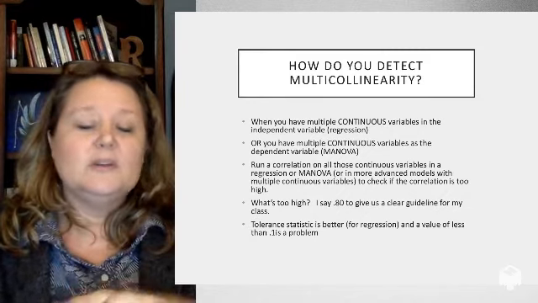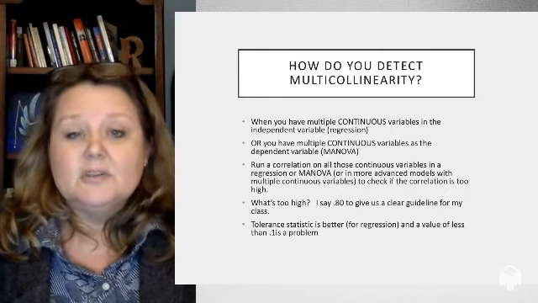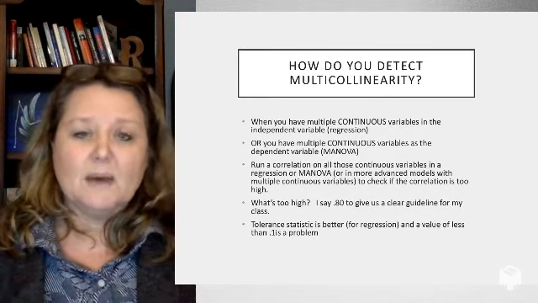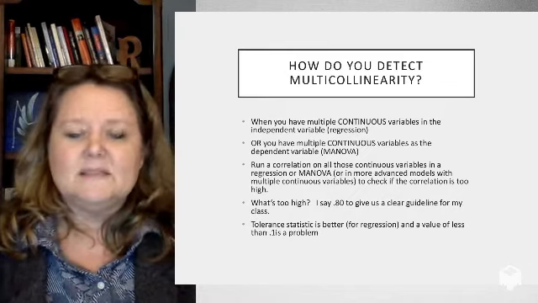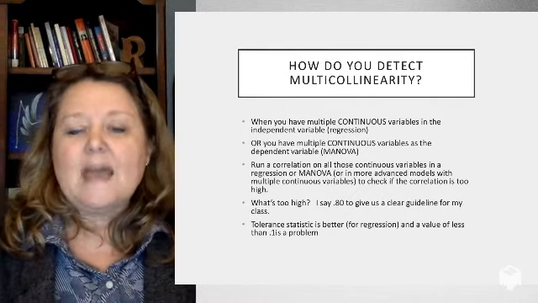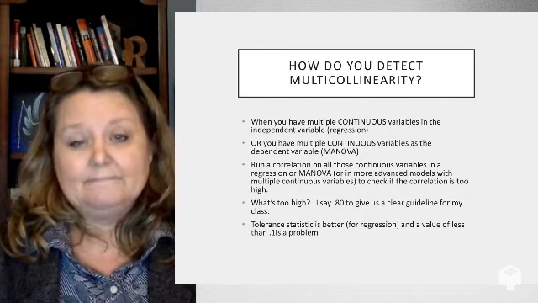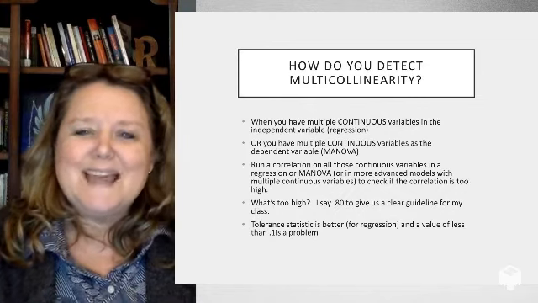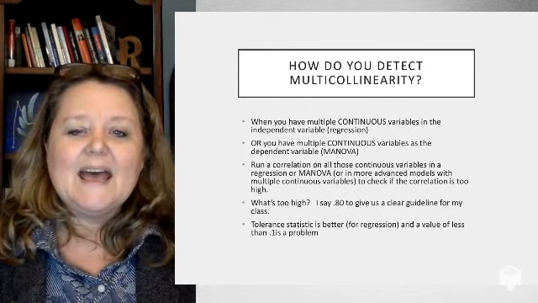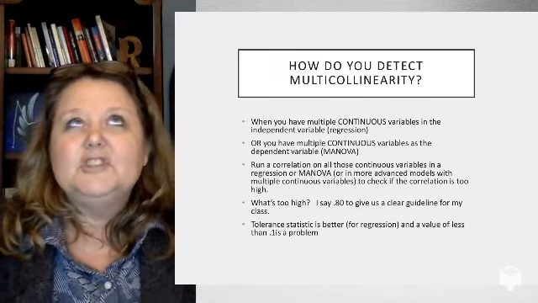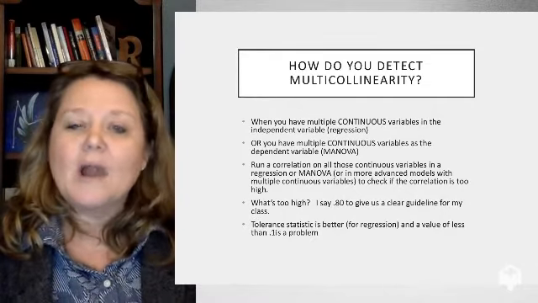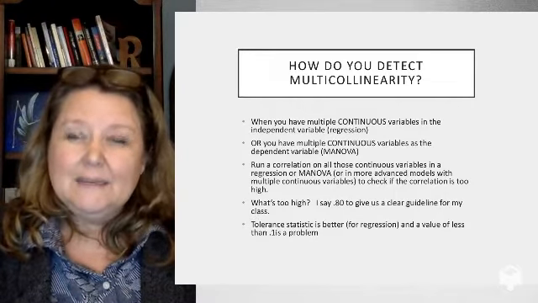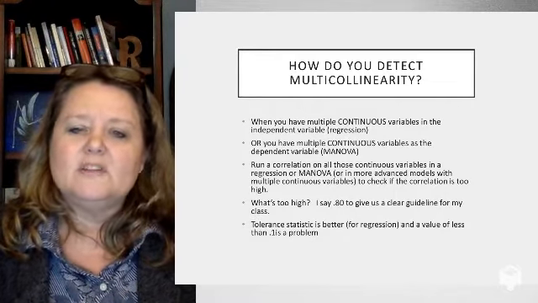So what you're going to do is just run a correlation. That's the easiest thing to do. And just look at all the continuous variables in your regression or your MANOVA, or if you have some more advanced models, logistic regression and path analysis and structural equation analysis, then you can check if your correlation is just too high. What's too high? Well, I've investigated this across lots of statistics textbooks, and I have found a general agreement of a 0.80 or higher correlation, which is a very high correlation. It would not happen naturally in most statistics and psychology to get a correlation of 0.8 or higher.